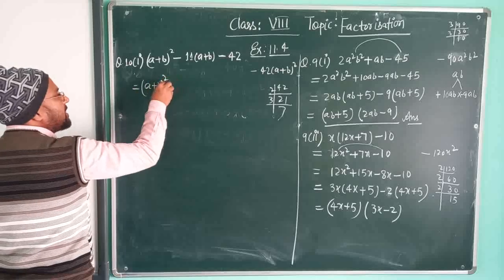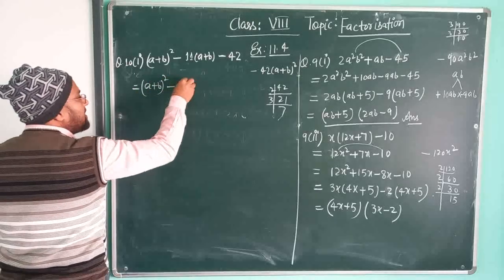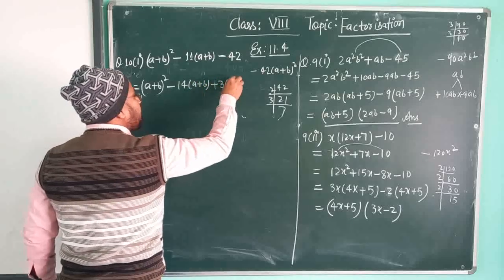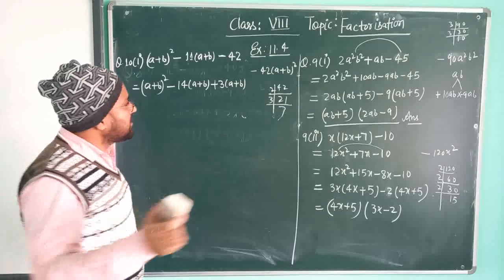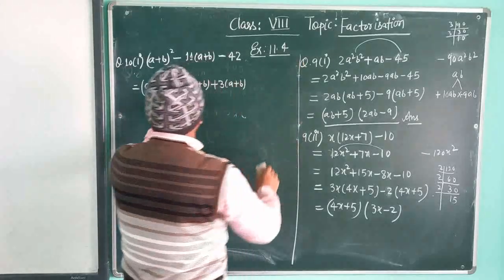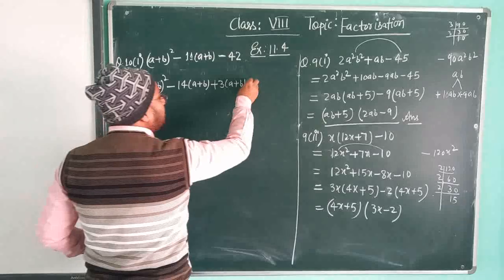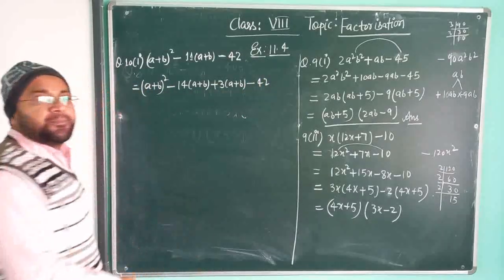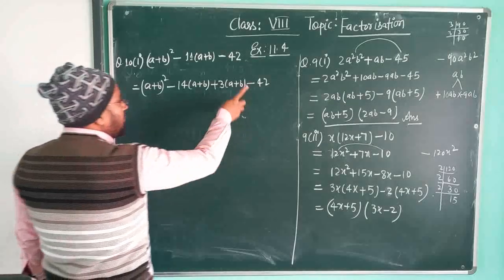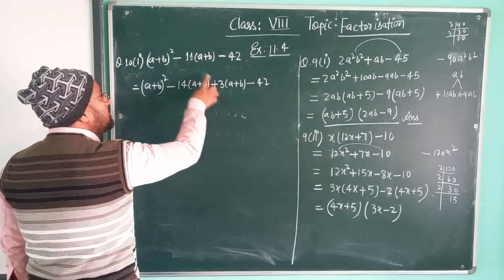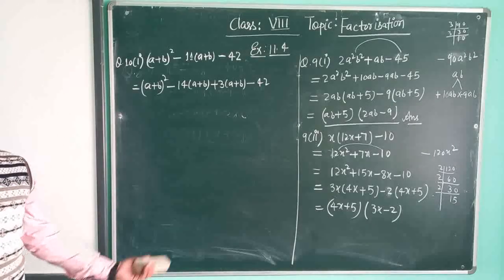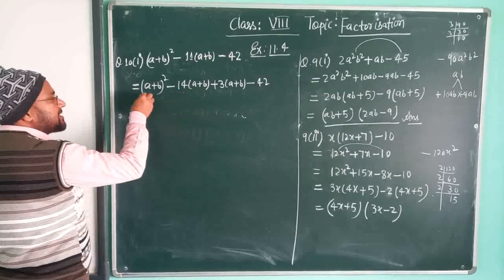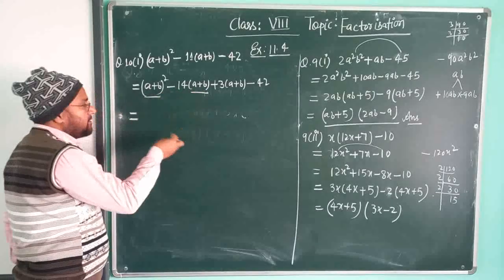A plus b whole square minus 14 in bracket a plus b and plus 3 in bracket a plus b. Now you can see this better. Minus 14 multiplied by plus 3, we are getting minus 42, and a plus b multiplied by a plus b, you are getting a plus b whole square. And minus 14 plus 3, we are getting minus 11, and a plus b is already written there. Okay. Now I am going to take this a plus b as a common from there.